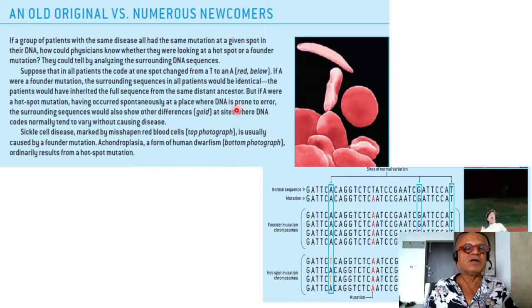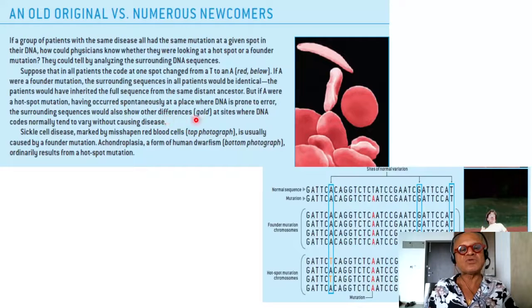But if A were a hotspot mutation, having occurred spontaneously at a place where the DNA is prone to error, the surrounding sequences would also show other differences, like we see here in gold colors. So the red versus gold, you can see that the structure around changes and not just that one letter that got mutated.